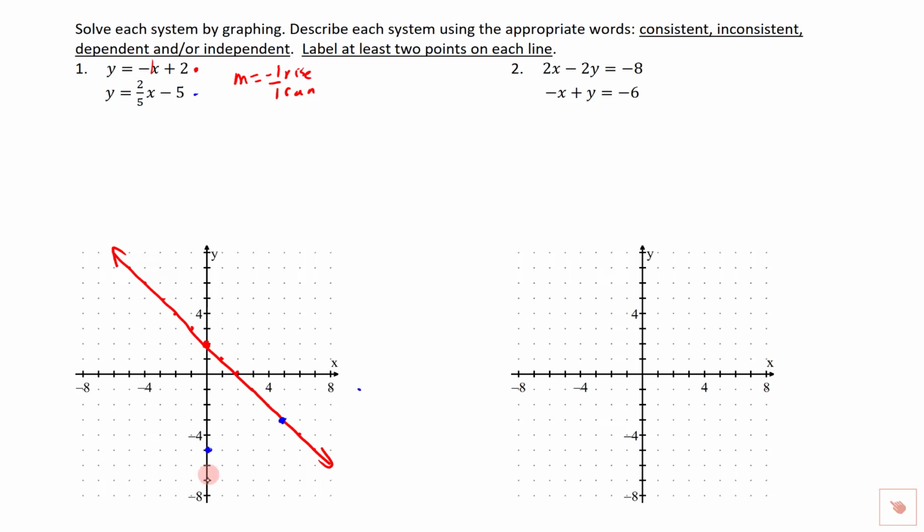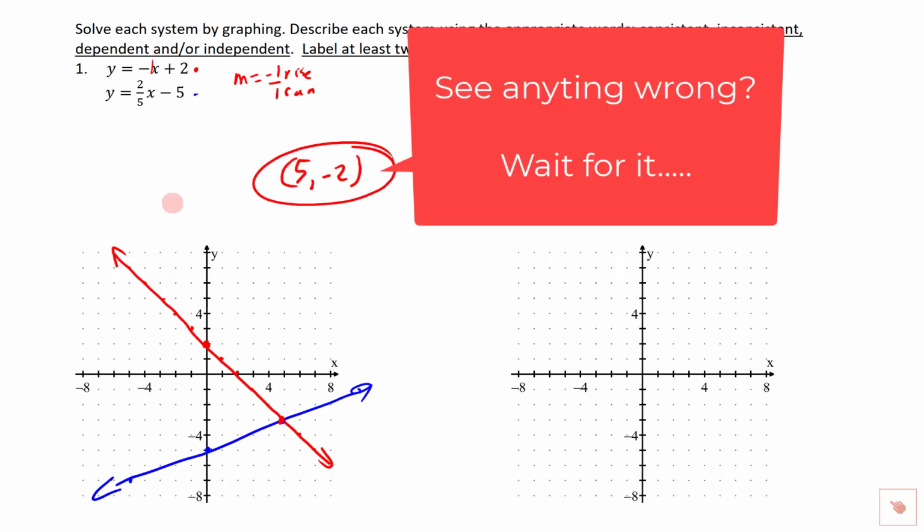Let me do one more. Down 2 and then back 5. So we get this nice straight line. And it looks like this. We'll put arrows on the end, and then we can just see that this crosses right there. So that's our point of intersection. So the answer on this one is, this would be 5, -2. There's the XY pair. There's the point where the lines cross.